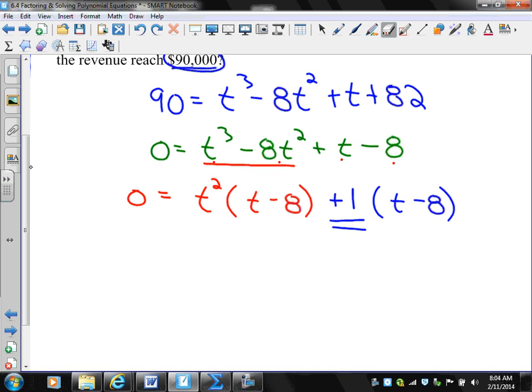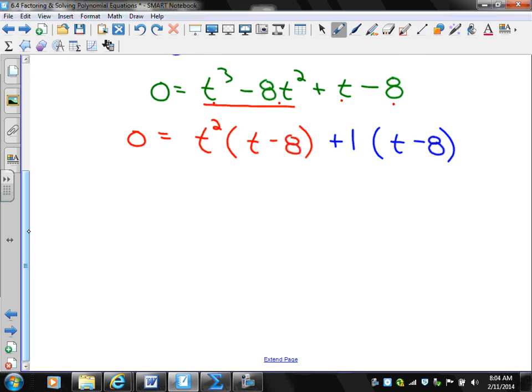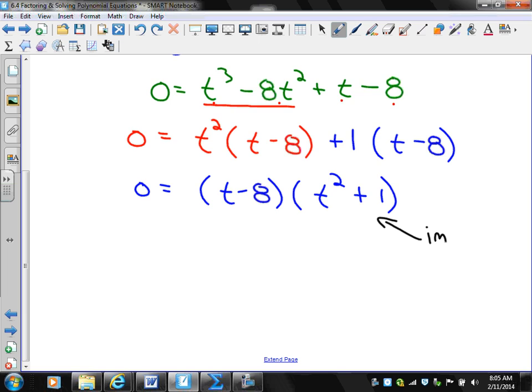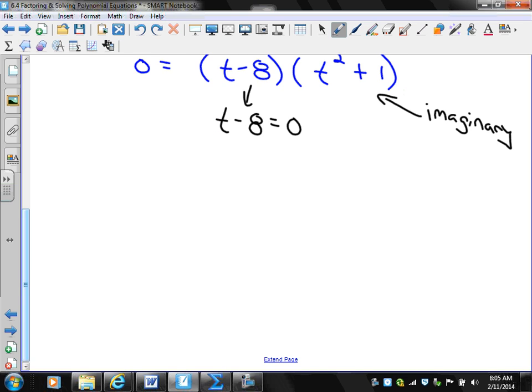Okay, so I'm going to go ahead and finish the grouping. And again, they have this common factor of t minus 8. So I'm actually going to pull out that t minus 8. And we're left with t squared plus 1. As it turns out, we actually just solved a problem like that where we had x squared plus 1, right? And this led to an imaginary solution. So I'm actually going to disregard that because I know how that's going to turn out. And I'm just going to solve this t minus 8. And that's actually not so hard to do, right? So I'm going to add 8 to both sides, and I get t equals 8.